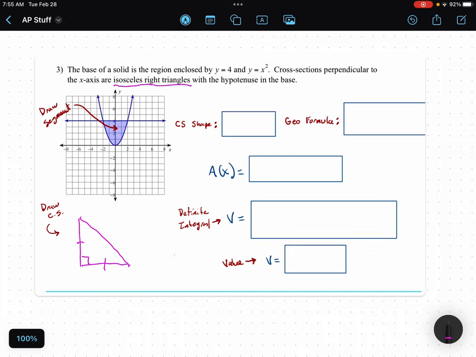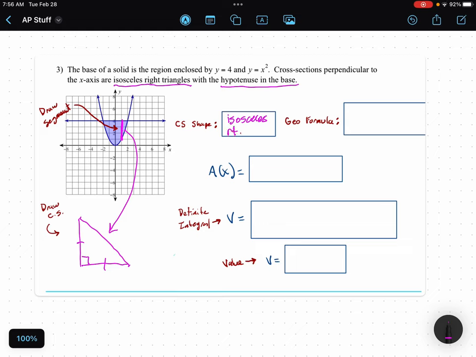Now this one actually says the hypotenuse is in the base. That means when I draw this segment perpendicular to the x-axis, that segment is the hypotenuse. So whatever expression I come up with for that segment, I will write it along the hypotenuse. And then you'll have to remember that if you know the hypotenuse, to get the legs you divide by the square root of 2. Now my cross-section shape is an isosceles right triangle, so we're going to write that in here.